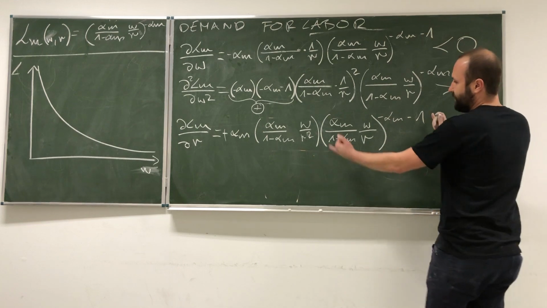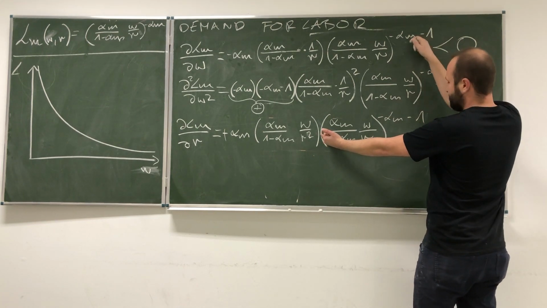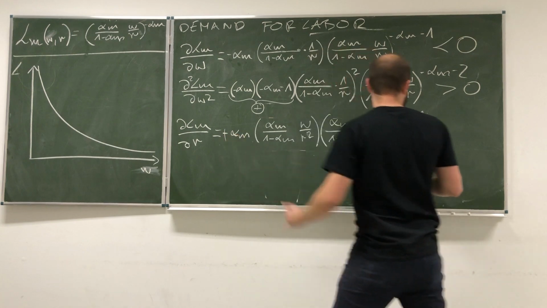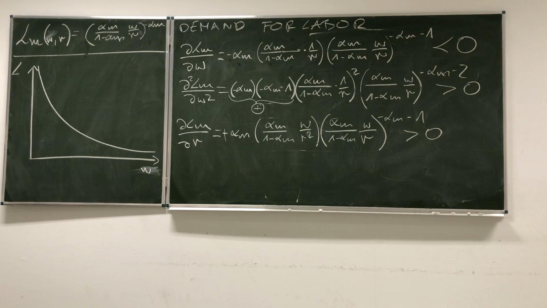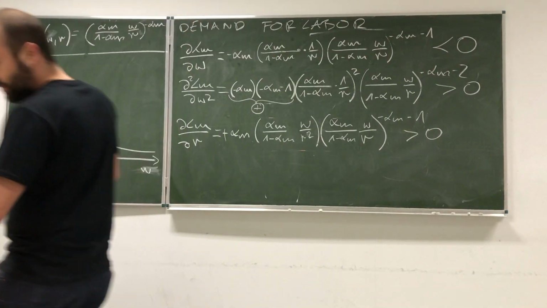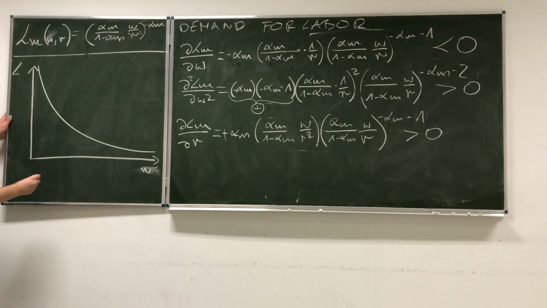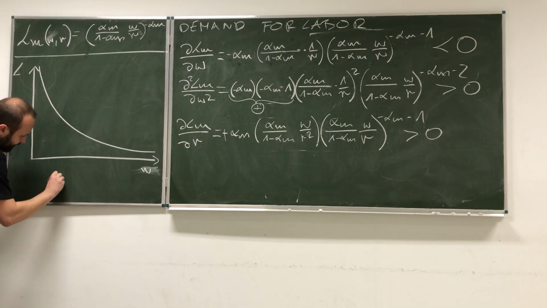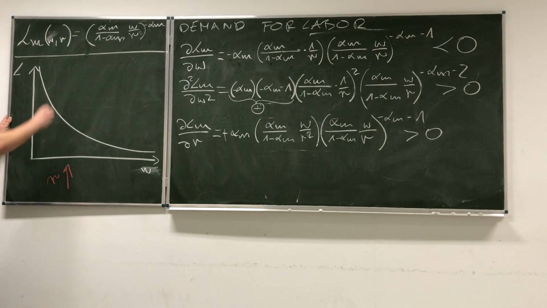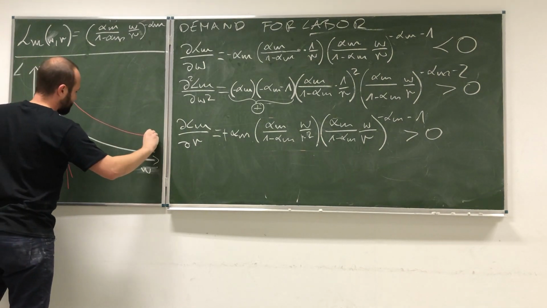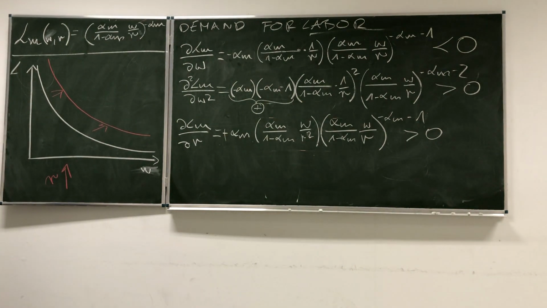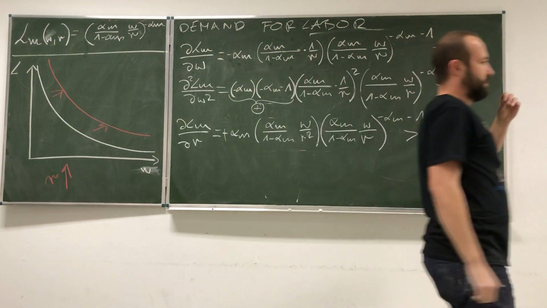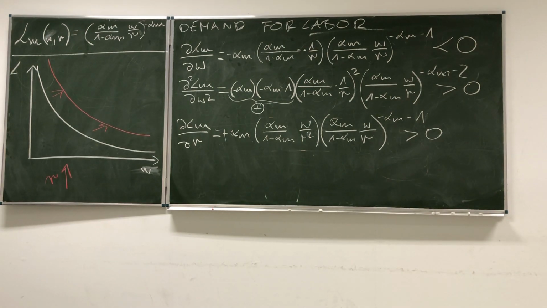And we already know that this is positive, this is positive, positive, positive. So look, we see what happens if rent goes up. Now look, this shows us that if rent for some reason increases, demand for labor increases as well. Okay, how can we explain this?